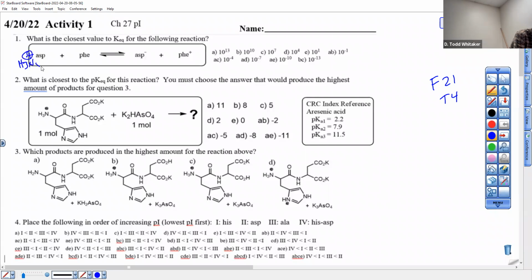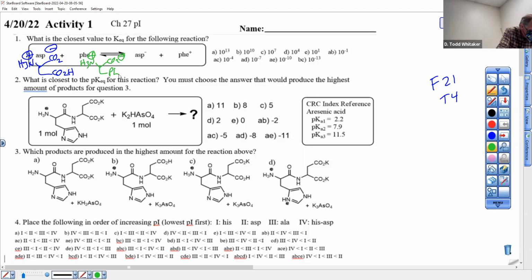H3N+, CO2−, CO2H. That's the proton I put on first because that's the pKb. That's 14 minus 10. 14 minus 10 is 4. The F also has no charge, and that is the one pictured on the handout. H3N+, CO2− F.